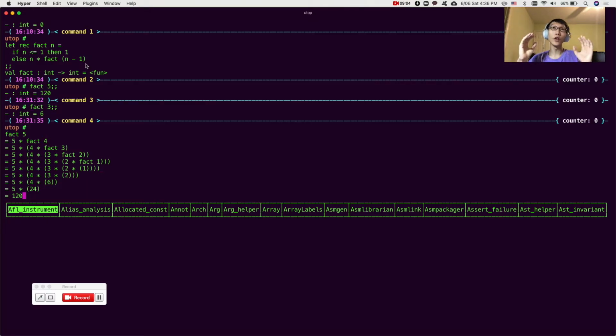Then it has to start doing it one by one by one by one, and that's just going to be very inefficient for the computer.